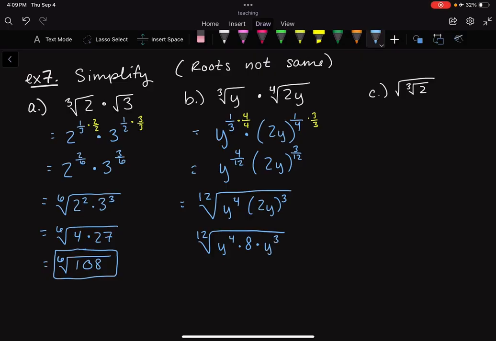So then we're going to be able to put the y's together as well. So there's going to be 12th root of 8y to the 7th. Now be careful here. If that 7 was bigger than 12, you would have to reduce this further.